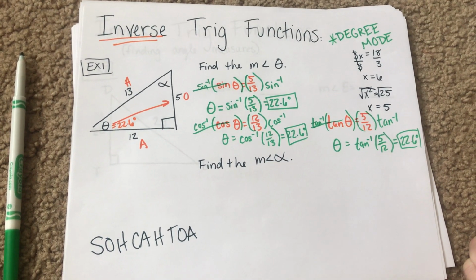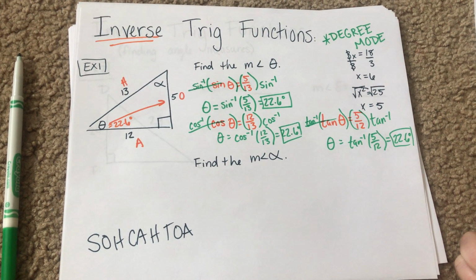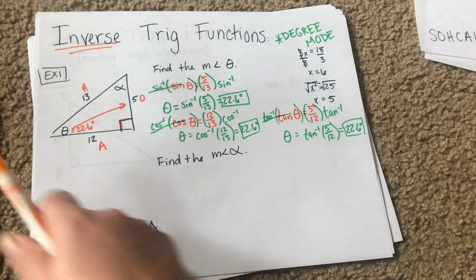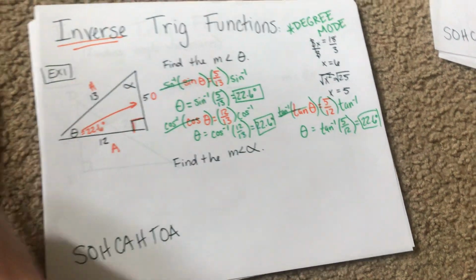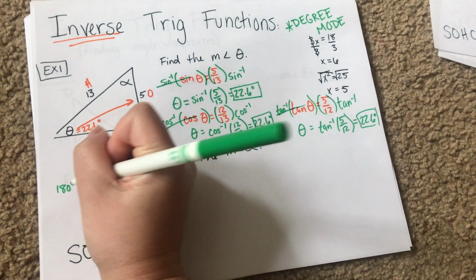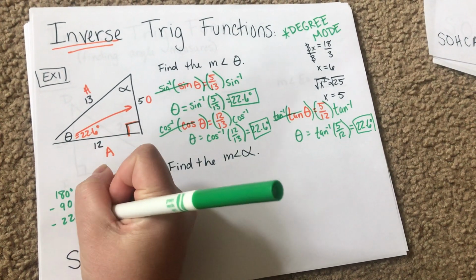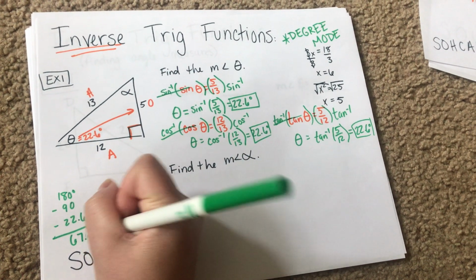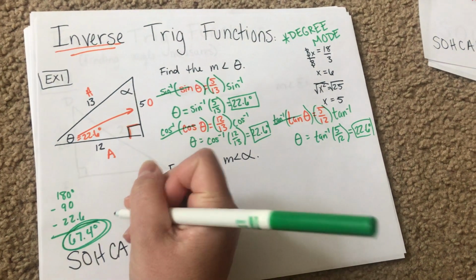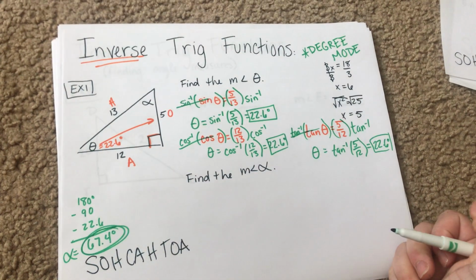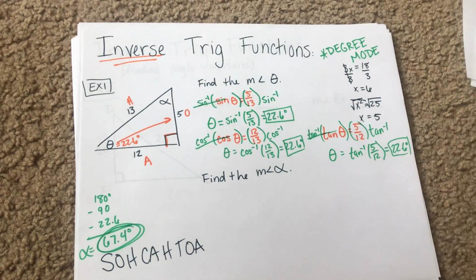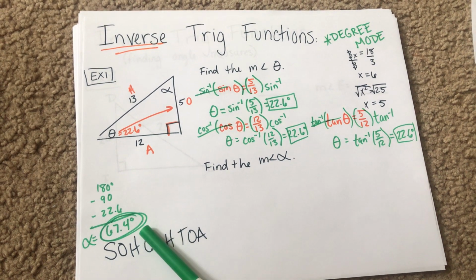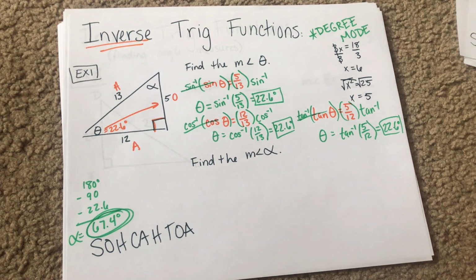Now, this is still a triangle, so all triangles have to add up to 180 degrees. So if we know this angle right here is 90 degrees, this angle is 22.6 degrees, I could do 180 degrees minus 90 minus 22.6, and we're left with 67.4 degrees. That's what alpha is going to equal. So when we do this, we're still going to check our sine, cosine, tangent functions because that's what we're working with today, but we should always get 67.4 degrees. Otherwise, we don't have a real triangle, and then this would all be pointless.